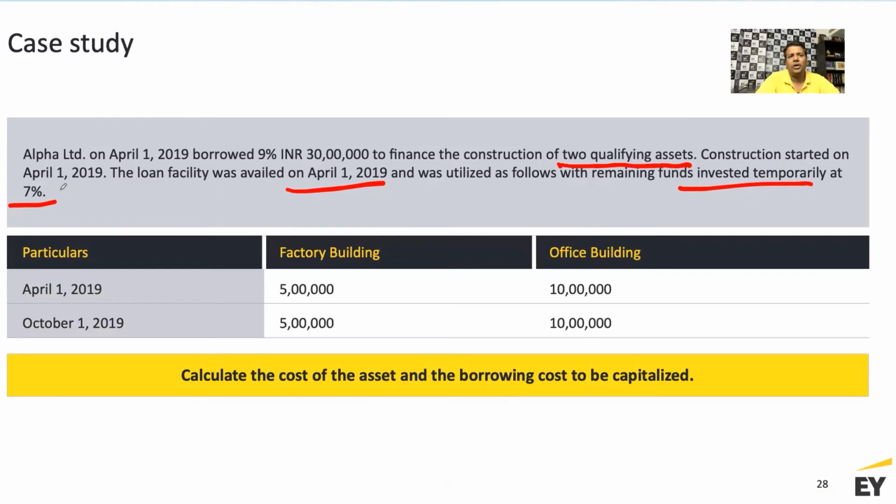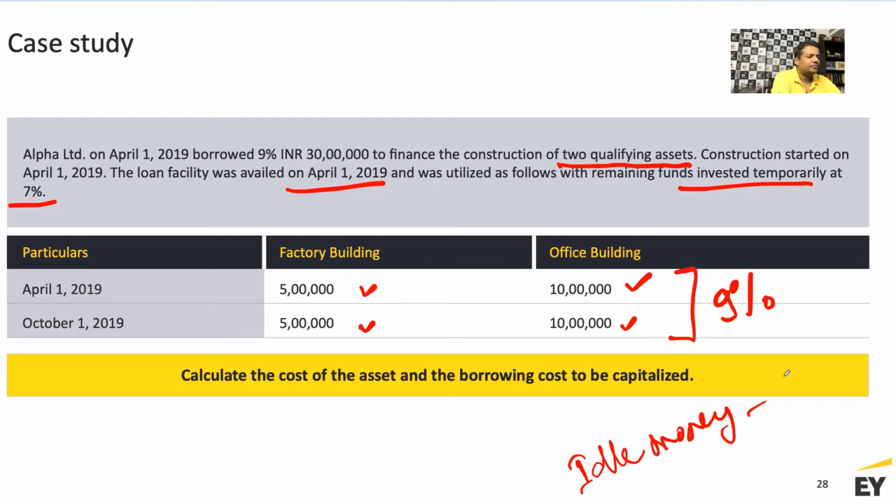How much did I deploy on the factory building? Eventually 10 lakhs. How much in the office building? 20 lakhs. But the period is different. Here 5 lakh was deployed on April 1, here 10 lakh, and here 5 lakh on October 1 and 10 lakh on October 1. What is the rate at which I borrowed money? I borrowed money at the rate of 9%. And on the idle money, I was saving at the rate of 7%.